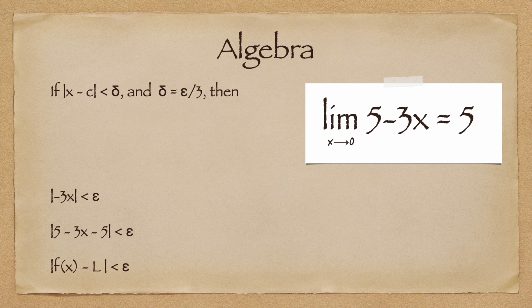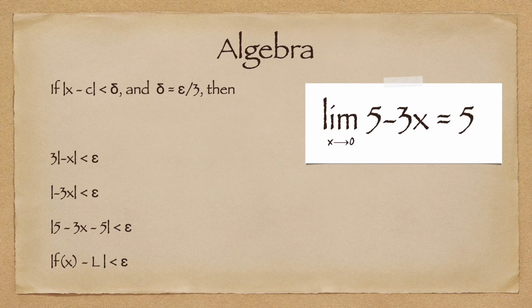5 minus 5 is 0. We're going to factor out a positive 3 on the left-hand side. We can do this with absolute values. Now we're going to divide both sides by that positive 3. And we know that the absolute value of the opposite of x is the same as the absolute value of x, so we can replace that.